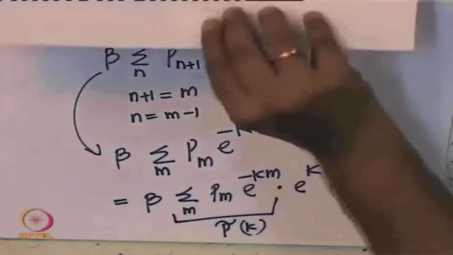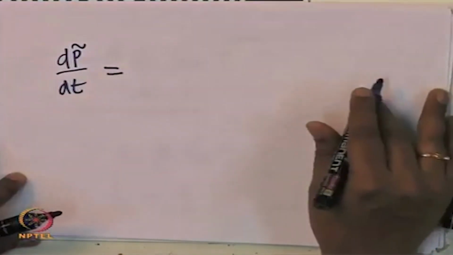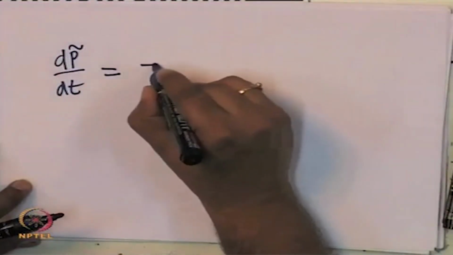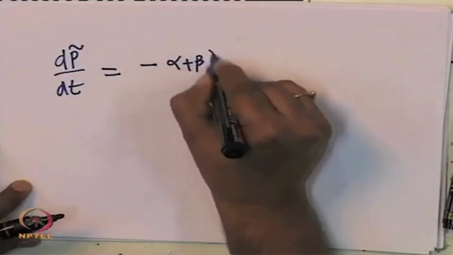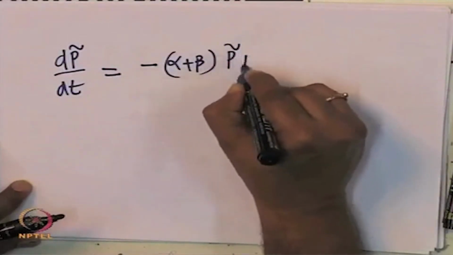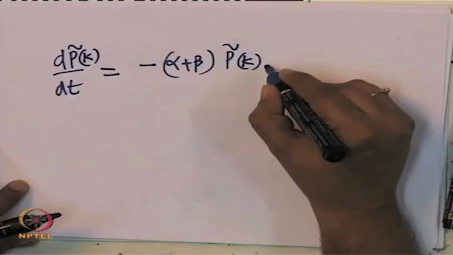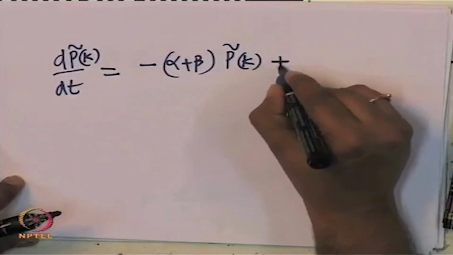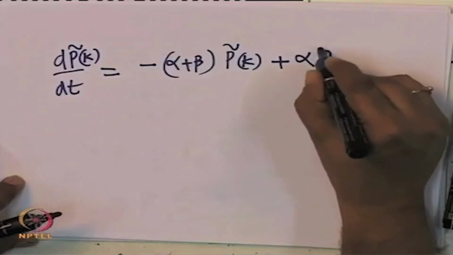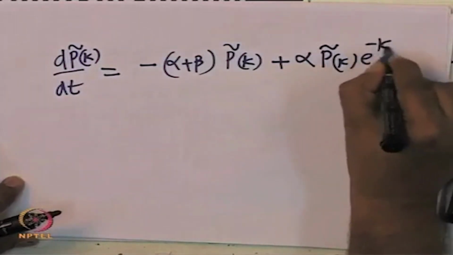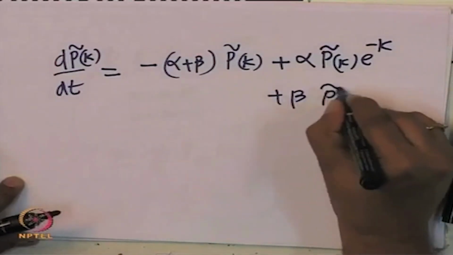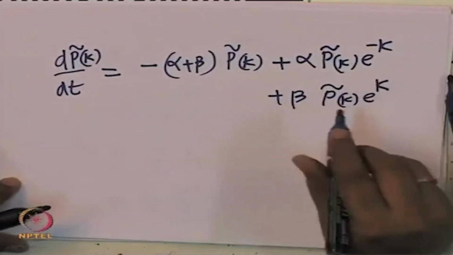So, if you consider whatever we discussed so far and do it properly, take carefully and write everything, what you get is that d p tilde by dt is equal to minus alpha plus beta into p tilde of k. So, this is all at a particular time t, plus alpha into p tilde of k e power minus k plus beta into p tilde of k e power k. So, this is what you will get.